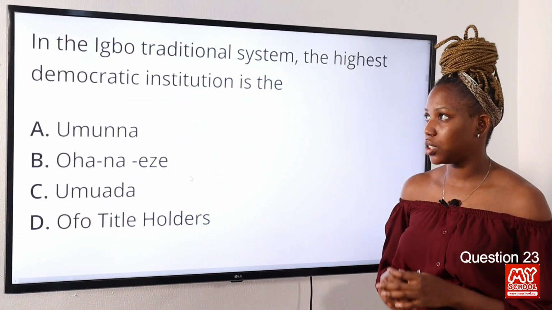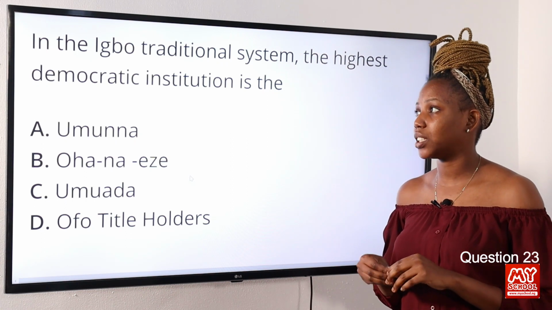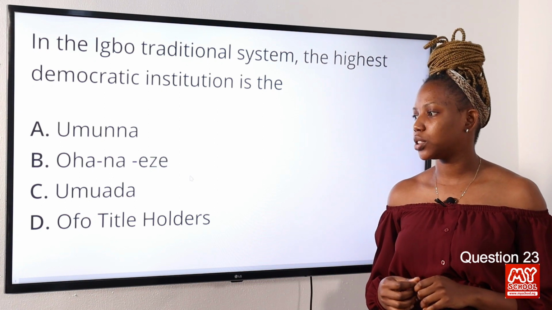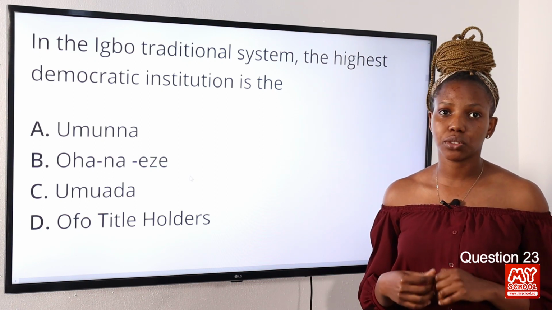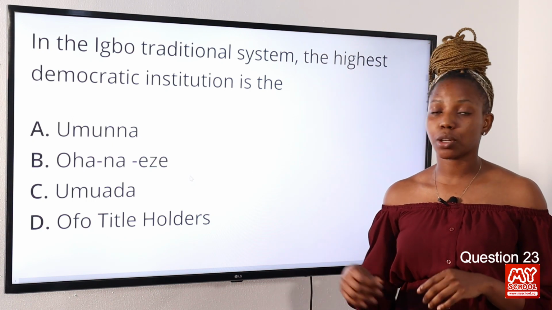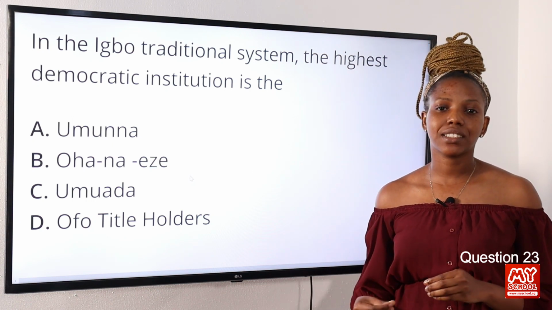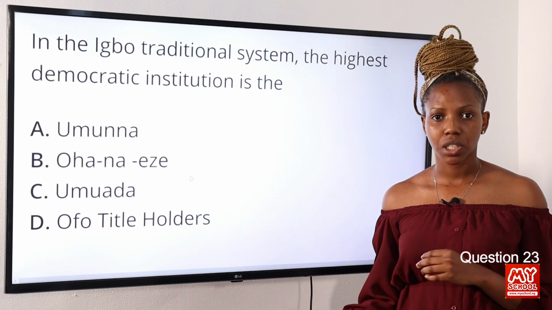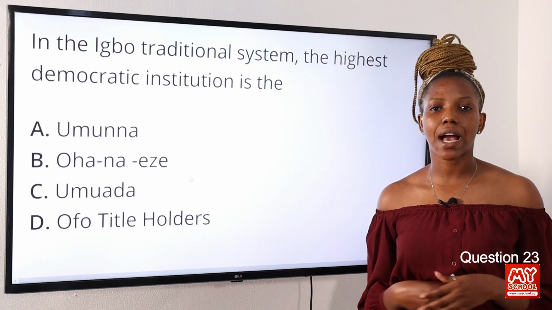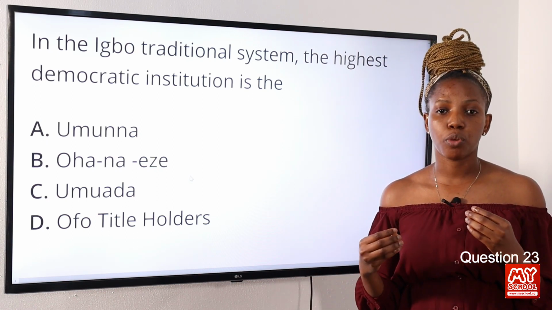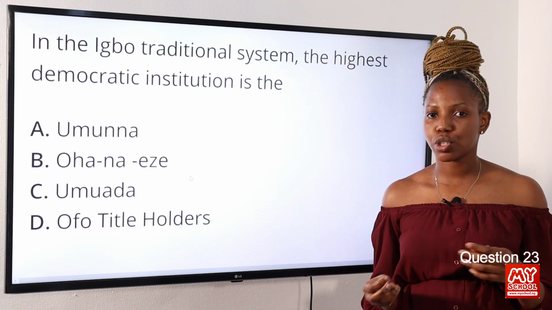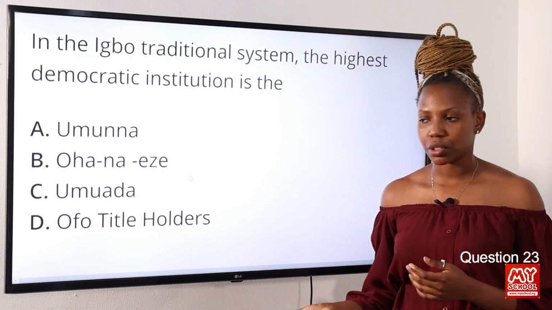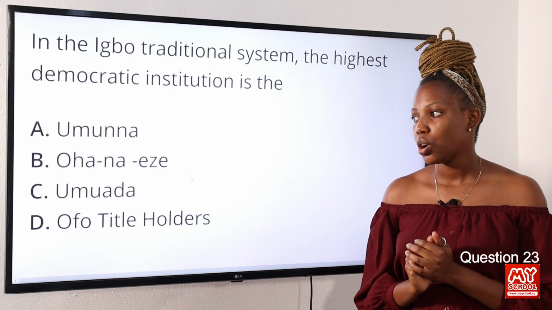Question 23. In the Igbo traditional system, the highest democratic institution is the option A, Umunna, option B, Ohaneze, option C, Umuada, option D, Ozo title holders. The answer to this question is option B, Ohaneze. The highest democratic institution in the Igbo is the Ohaneze, which is the town assembly. The town assembly is considered to be the highest political platform for political decisions and actions, in which all male adults can participate in the meeting of the town assembly. So the answer to this question is option B, Ohaneze.